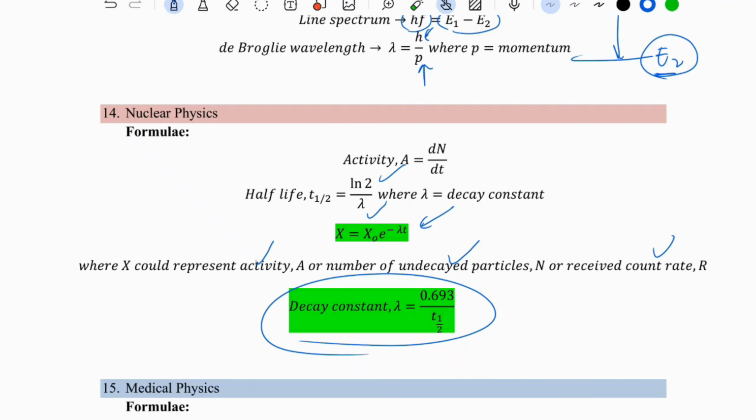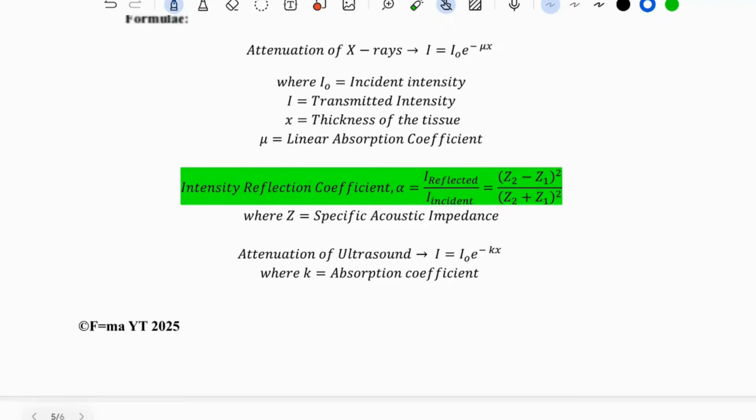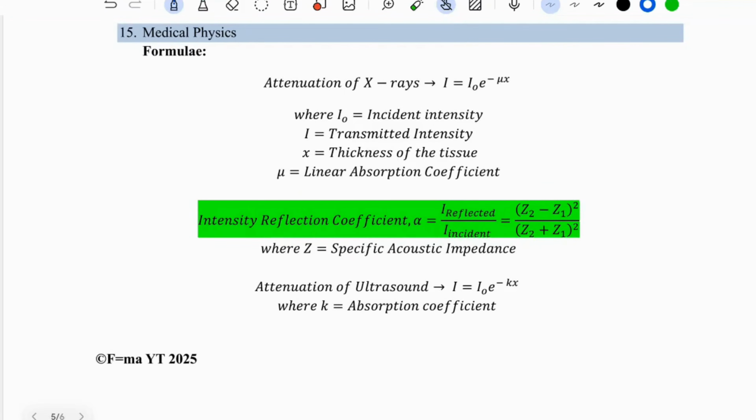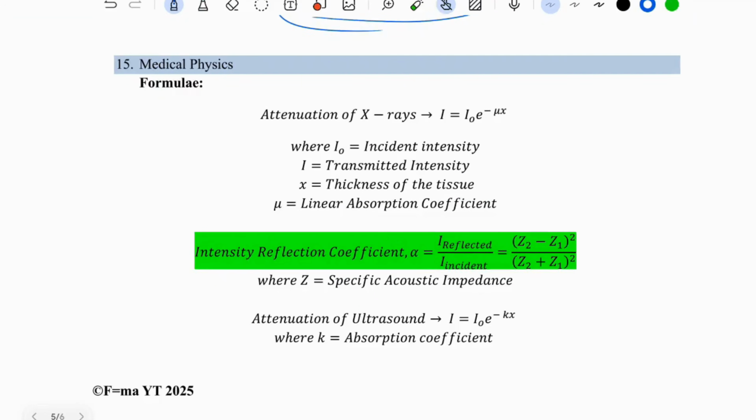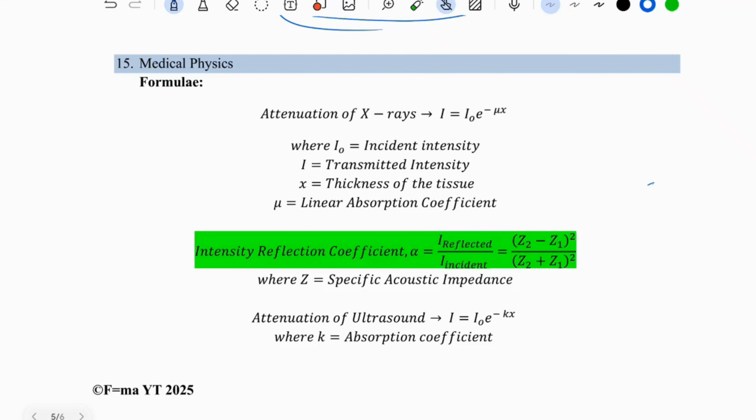Okay, yeah. Next, medical physics. Medical physics has quite a lot of formulas, but only one is given. And this is given: intensity reflection coefficient. This one is given in the exam. So let's go through the rest.